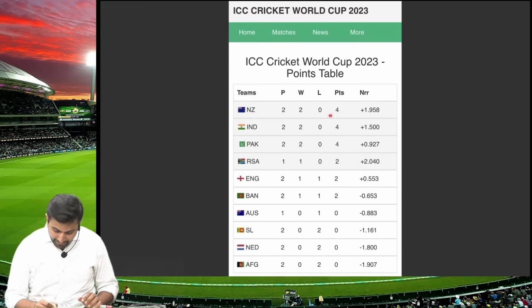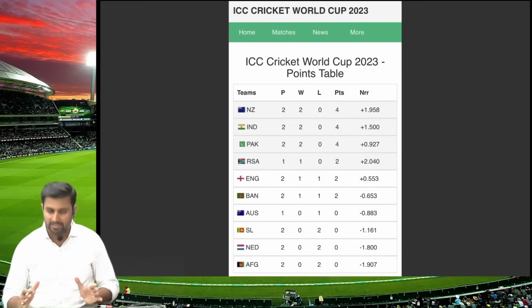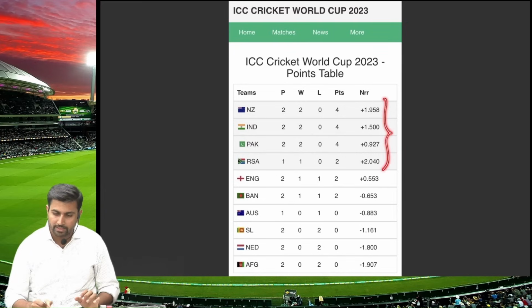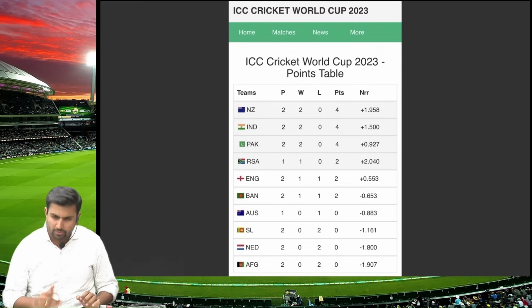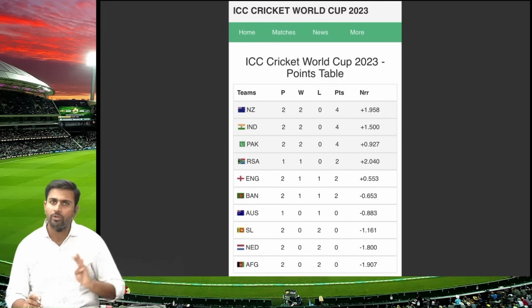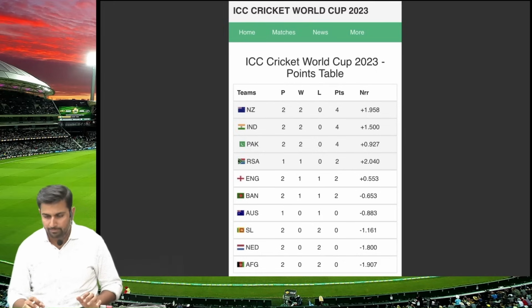So the points are given on the basis of number of wins, whereas net run rate is calculated on the basis of number of runs scored in given number of overs. So we will see this calculation for 4 teams, and using this you will understand the process very easily.